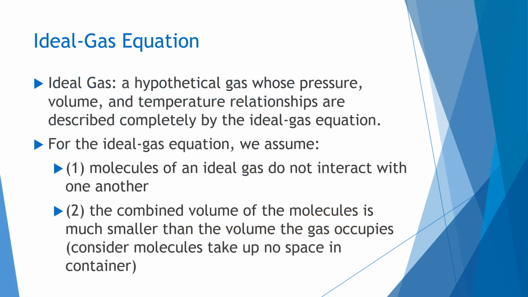So how do we get this? This ideal gas is a hypothetical gas whose pressure, volume, and temperature relationships are described completely using this kind of equation. And in order for this equation to work, we make two big assumptions. The first assumption is that molecules of an ideal gas do not interact with each other. The second assumption is that the combined volume of the molecules is much smaller than the volume of the gas occupies. In other words, we consider that molecules take up no space in the container.